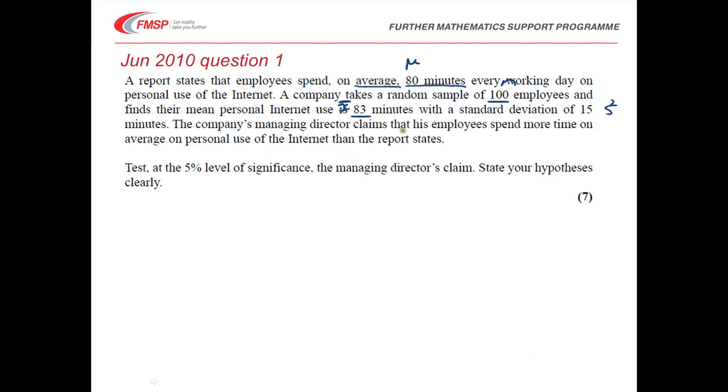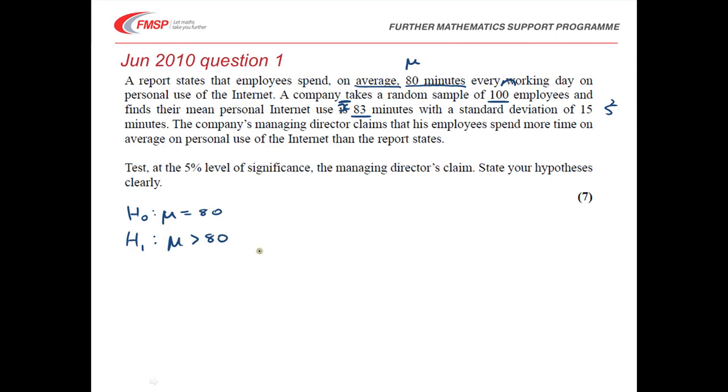The company's managing director claims that his employees spend more time on average on personal use, and we're asked to test this at 5%. So again, with all of these things, it's about setting up the hypotheses correctly. So H0, we must use the population parameter, which is mu. Okay, got to use the population parameter. So mu, and the null hypothesis is everything is as we believe it to be, but the alternate hypothesis is looking at what we think. So we think that they spend more time on average, so that's going to indicate that mu has to be greater than 80.